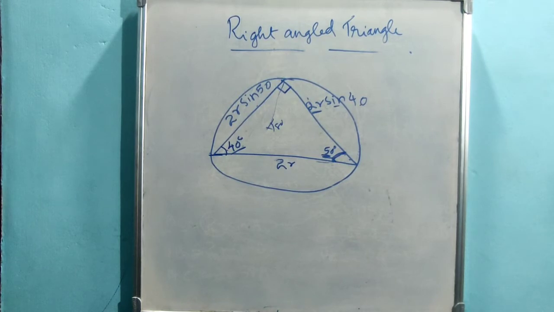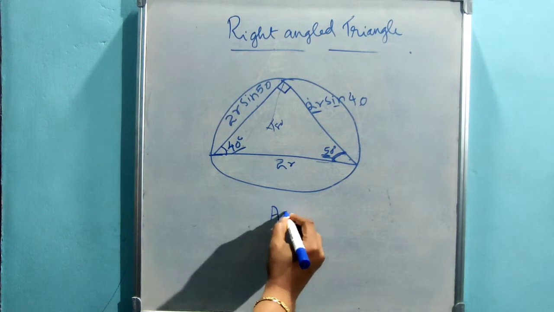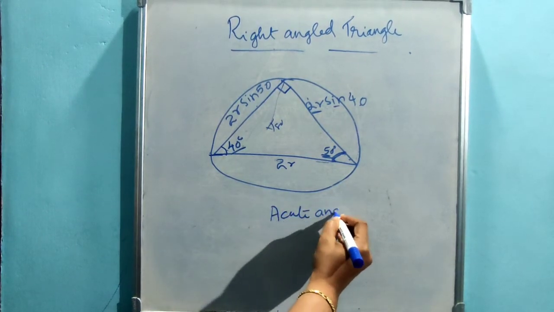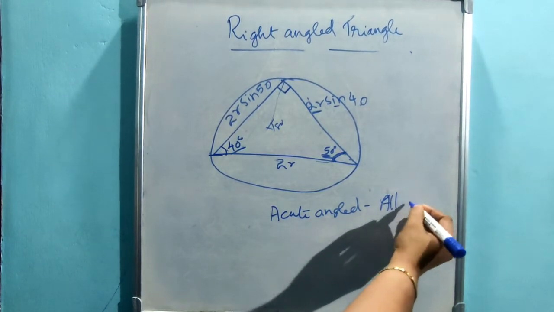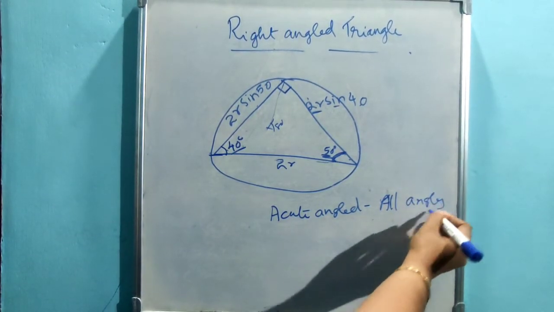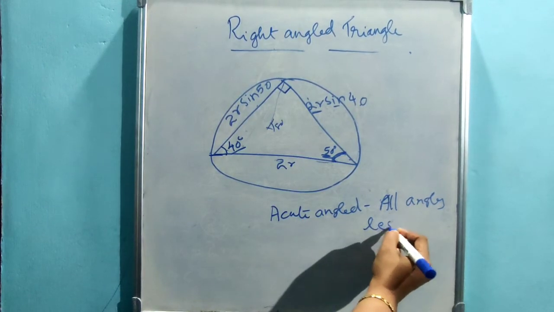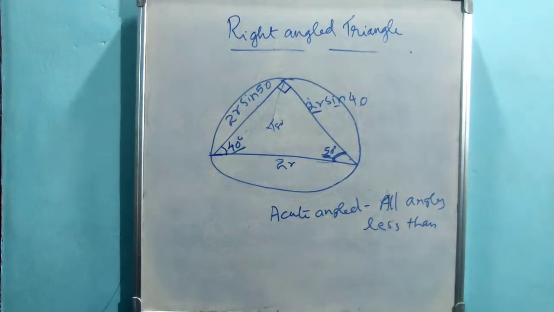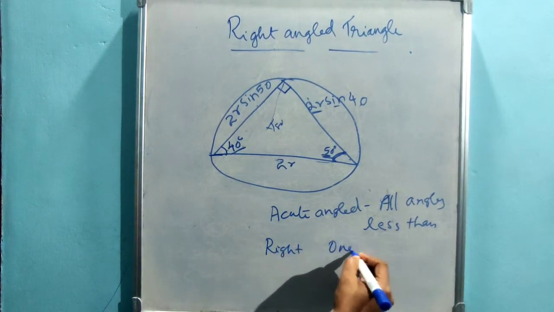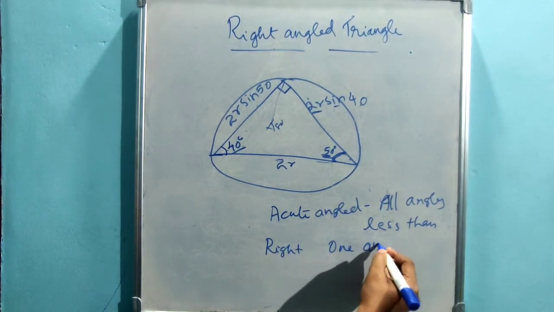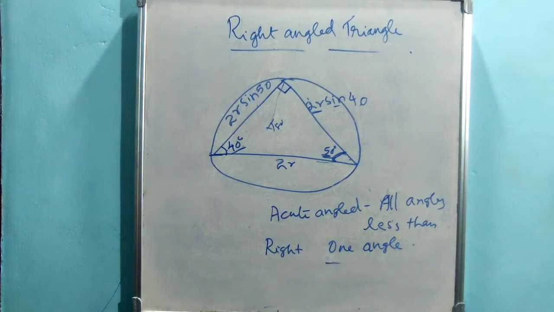Two types of triangles we discussed. One is an acute angled triangle. Acute angled triangle means all angles are less than 90. Then, what do you mean by a right triangle? A right triangle means one angle is 90 and the other two angles are less than 90. That is called a right triangle.